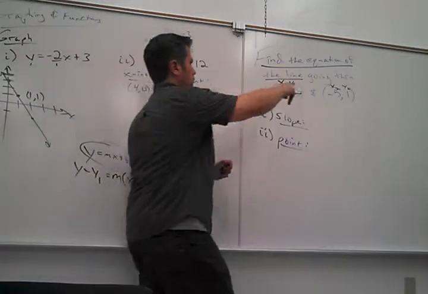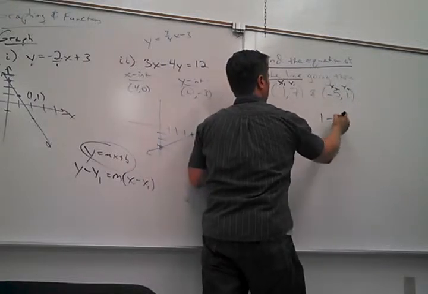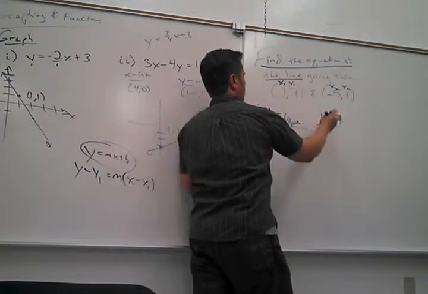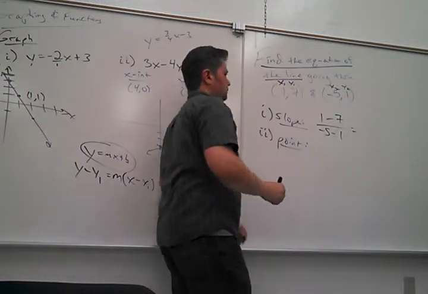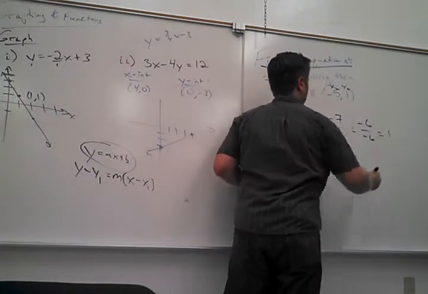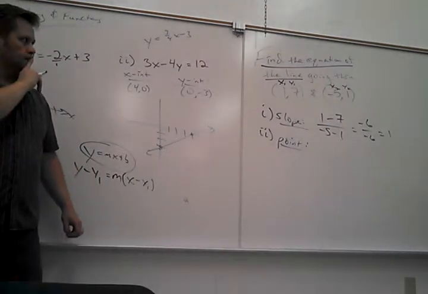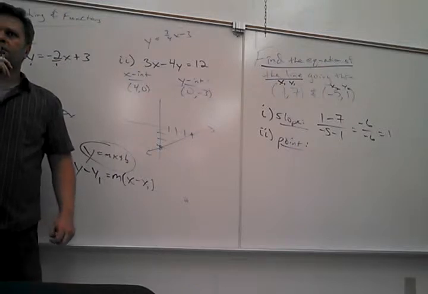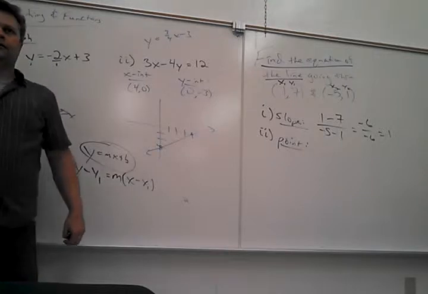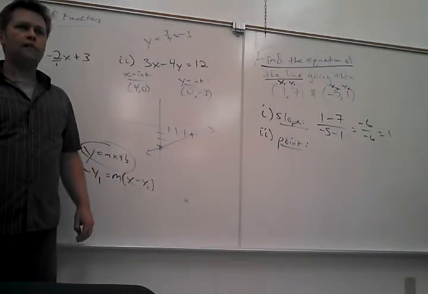y2 minus y1. I like it. So I got y2, 1 minus 7, the change in the y's, divided by -5 minus 1. So it's very nice here. -6 over -6. The slope is 1. Shift? No shift. And then you pick either point you want. And you plug and shove.